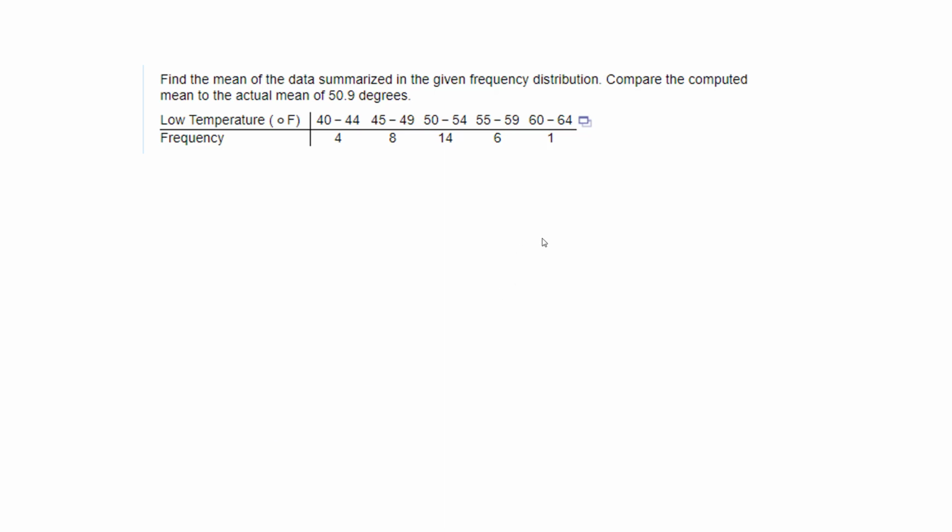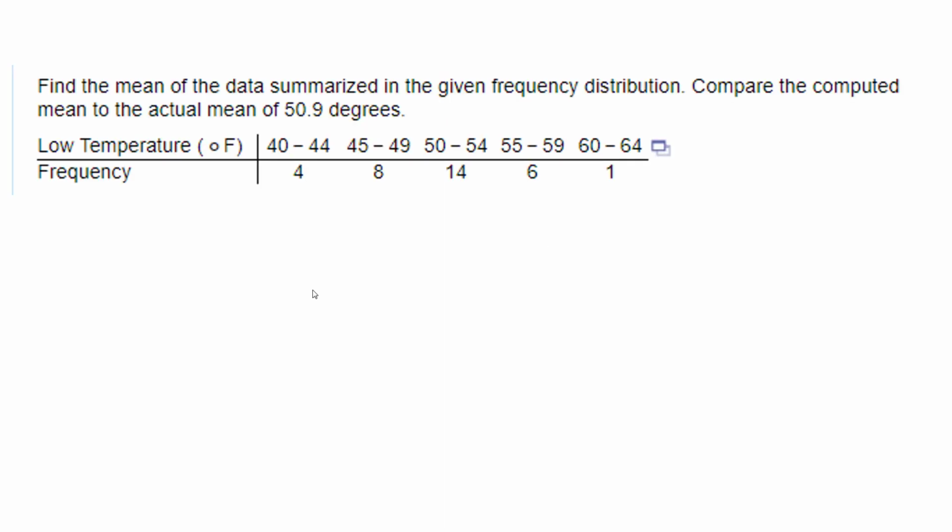Calculate the mean of the data here. This data was taken from one of the tables in the book, and the actual mean of the data is 50.9 degrees. But right now we are given a class frequency distribution, so that means we don't know each and every single data value. So calculate the mean of the frequency distribution, and let's see if it's different from the actual mean of the actual data.